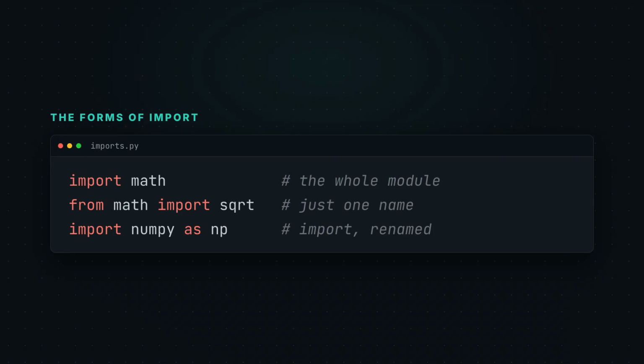import math grabs the whole module, and you reach in with a dot. From math import sqrt pulls just the one name you want, and import as lets you give it a shorter nickname. That's every import line you'll ever meet.